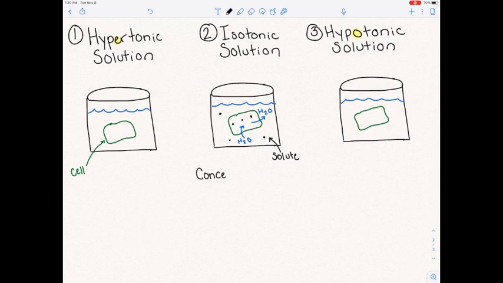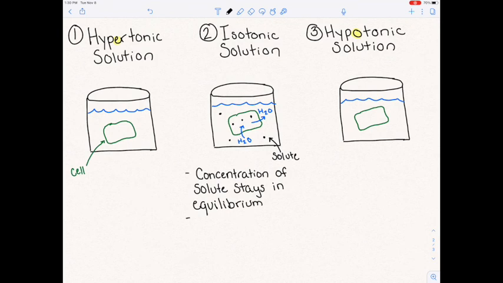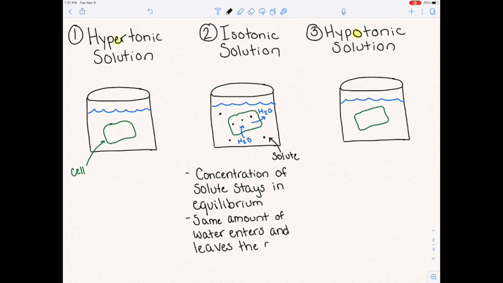So we'll summarize this in words. With an isotonic solution, the concentration of solute stays in equilibrium. And the same amount of water enters and leaves the cell, and this occurs at the same time, or simultaneously. So really, you're not going to see a change here. And the cell's going to be pretty much the same shape.